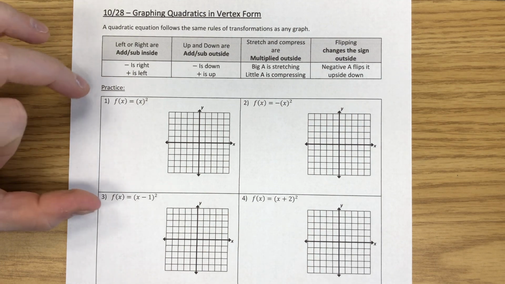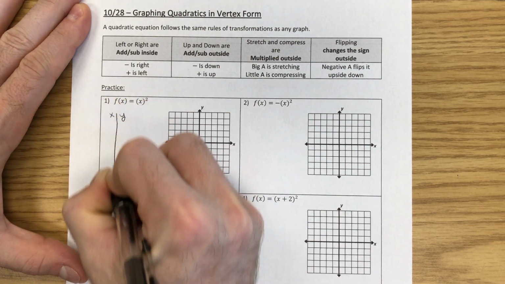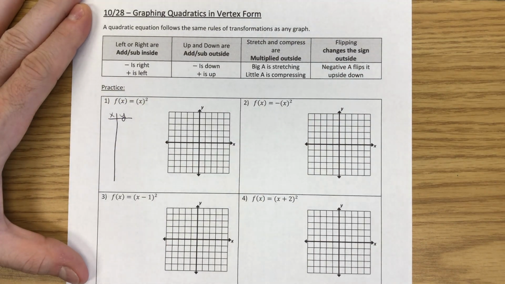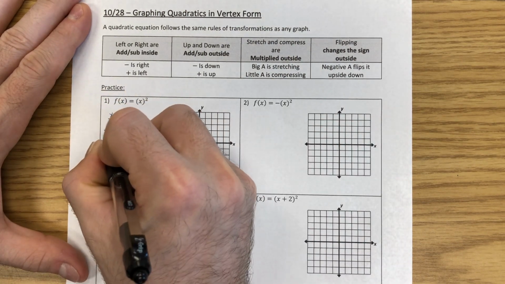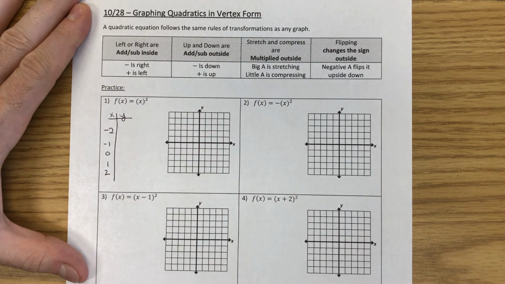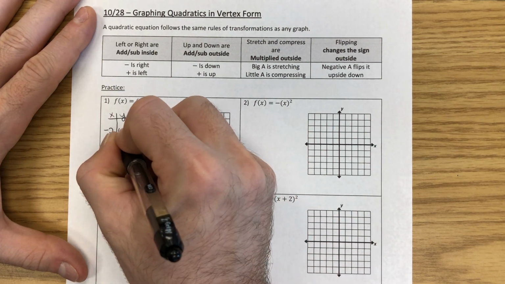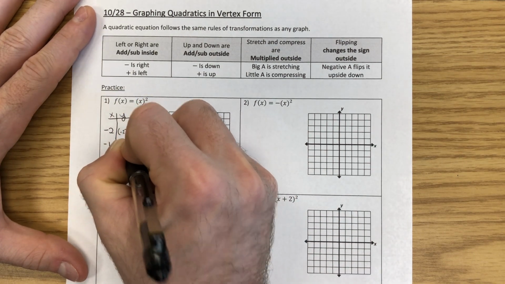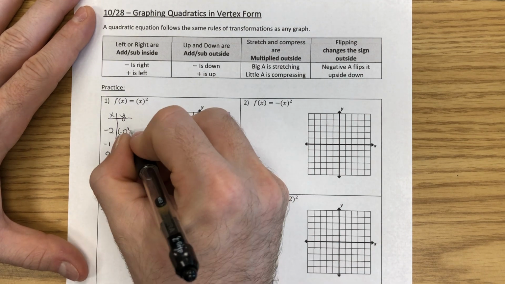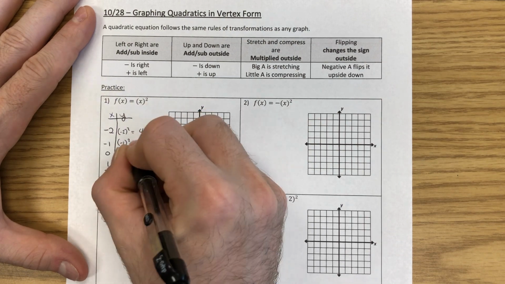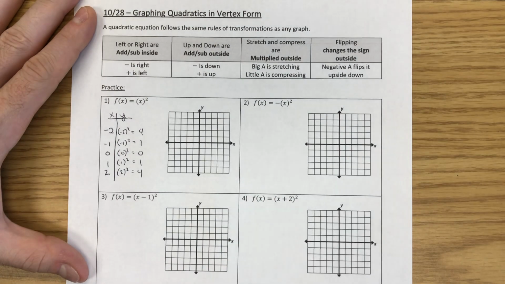Now this is our parent graph of a quadratic function. So we're going to build ourselves a table just to see what the parent graph looks like. So let's pick some values. Let's say -2 to 2, just to see where we get. And now if we plug these values in, I'm going to say, okay, so -2 squared, -1 squared, 0 squared, 1 squared, and 2 squared. That's going to give me 4, 1, 0, 1, and 4.